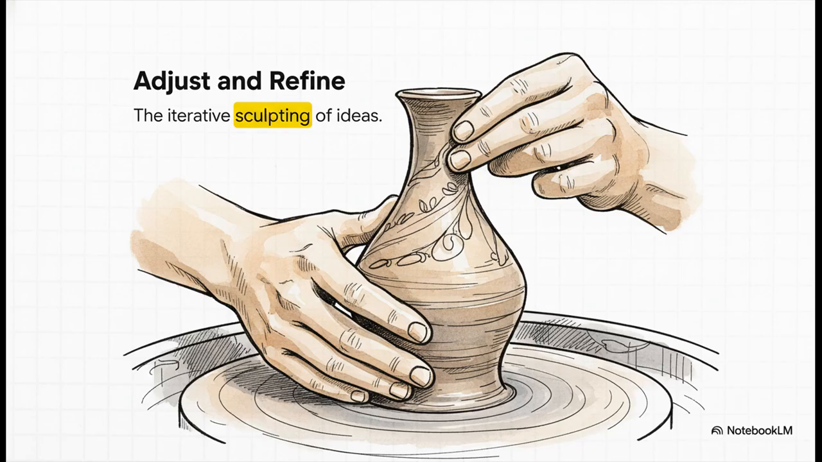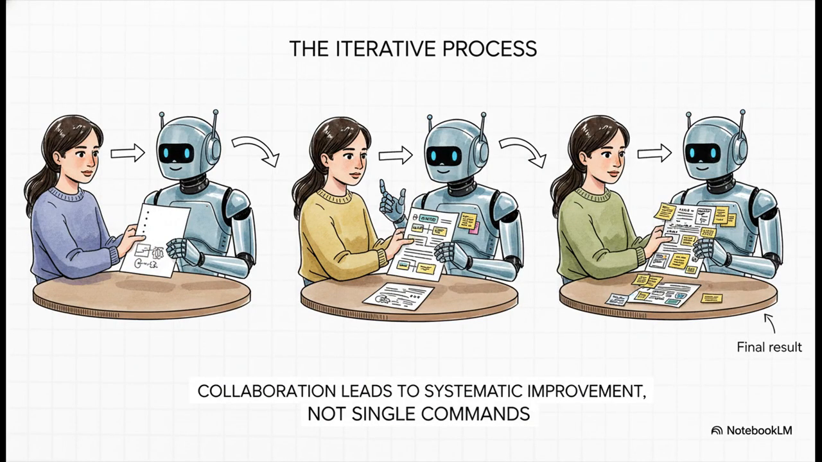A is for adjust and refine. Here's the thing. The best results almost never happen on the very first try. You have to start thinking of prompting not as a one-and-done command, but as the start of a conversation. You should actually plan on this back and forth.